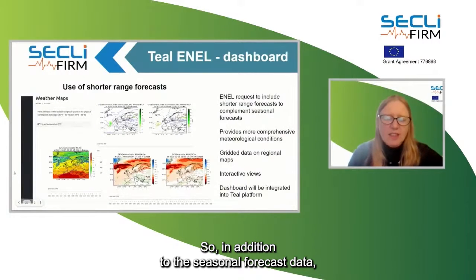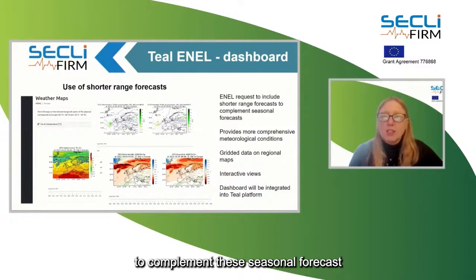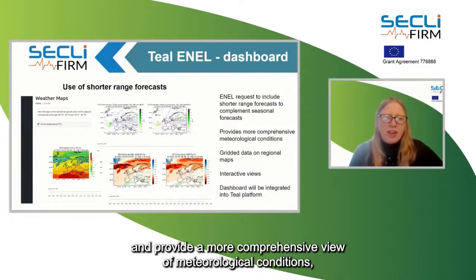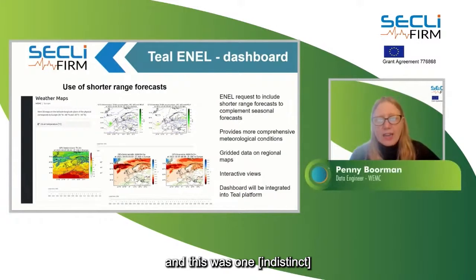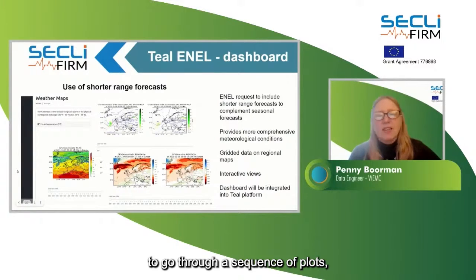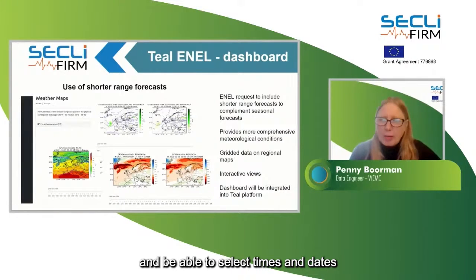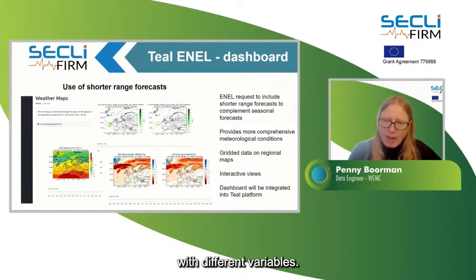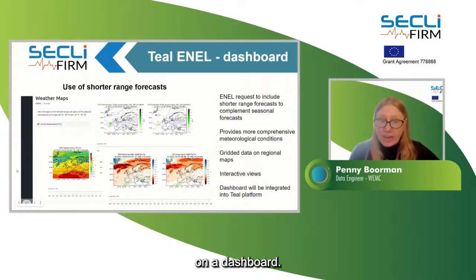In addition to the seasonal forecast data, they have now requested that we include information from shorter range forecasts to complement the seasonal forecast and provide a more comprehensive view of meteorological conditions. This was wanted on regional maps or gridded data with interactive views. Basically, to go through a sequence of plots and be able to select times and dates with different variables, and then for this to be integrated into the Teal tool on a dashboard.